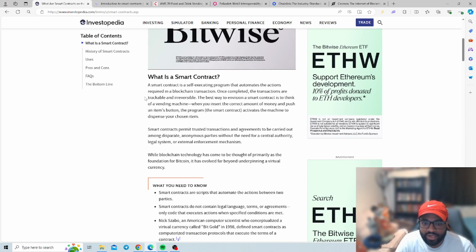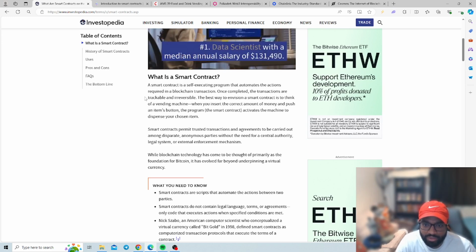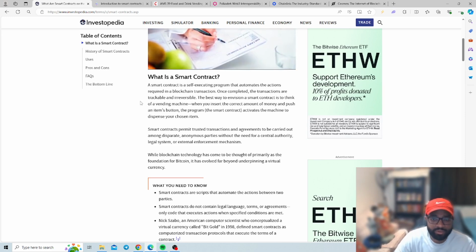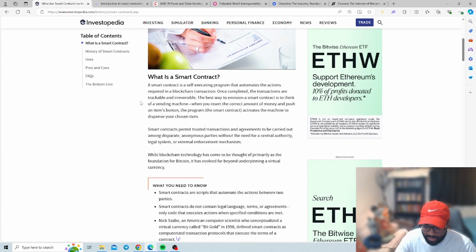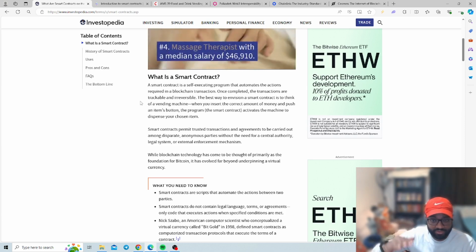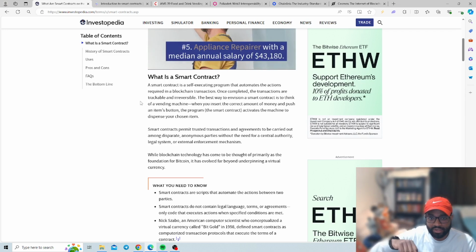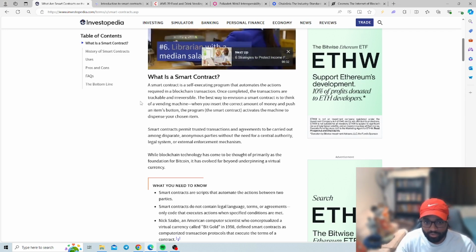While blockchain technology has come to be thought of primarily as the foundation for Bitcoin, it has evolved far beyond underpinning a virtual currency. So, breaking that down a little bit, a smart contract is basically an automated, generated sequence list of instructions. And anytime this list of instructions is triggered or recognized, the smart contract will get executed.